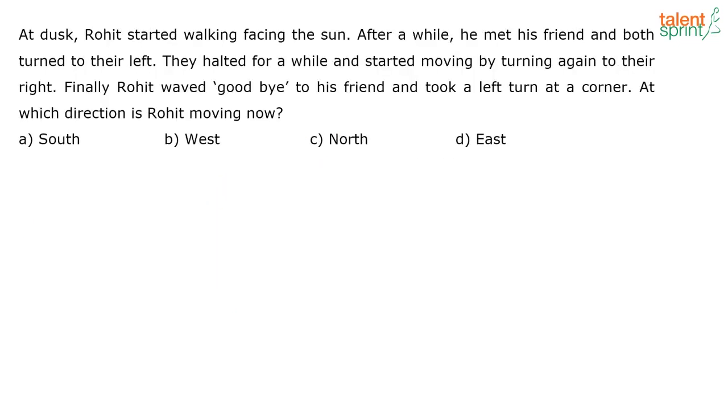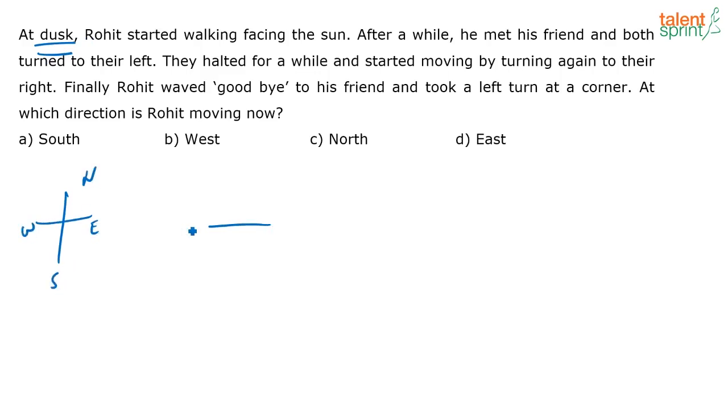At dusk, Rohit started walking facing the sun. After a while, he met his friend and both of them turned to their left. They halted for a while and started moving by turning again to their right. Finally, Rohit waved goodbye to his friend and took a left turn at the corner. In which direction is Rohit moving now? At dusk, Rohit started walking facing the sun. So dusk means evening. So Rohit walking facing the sun means he is walking towards the west.